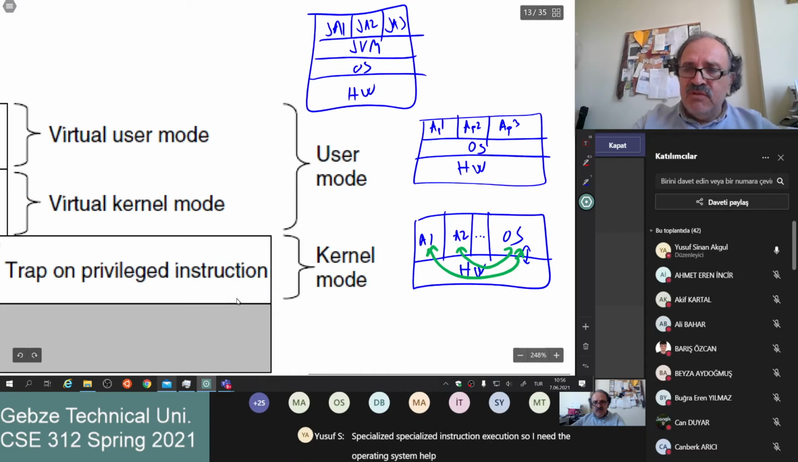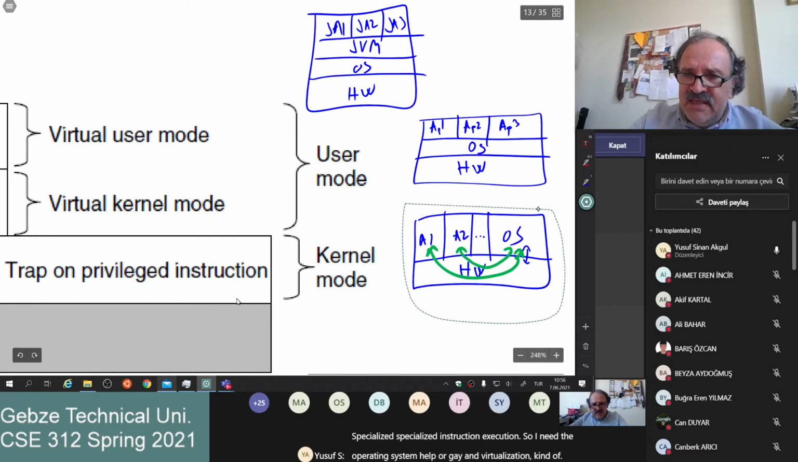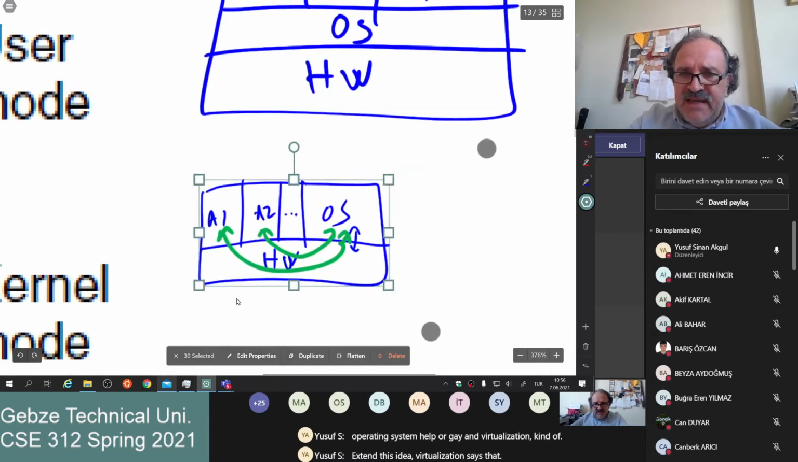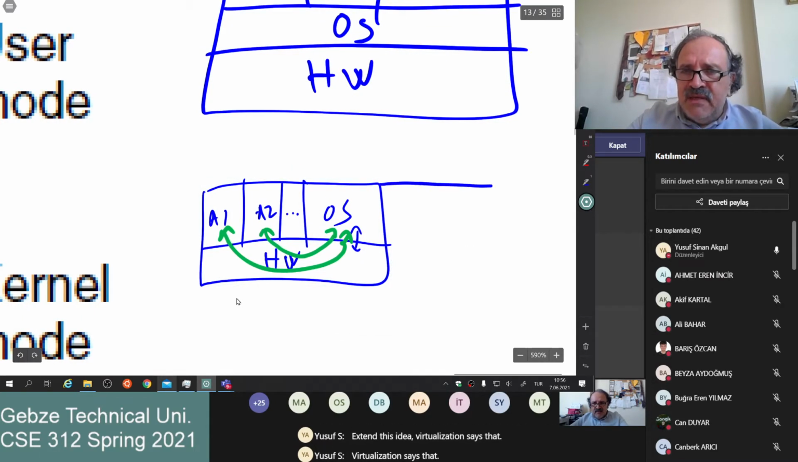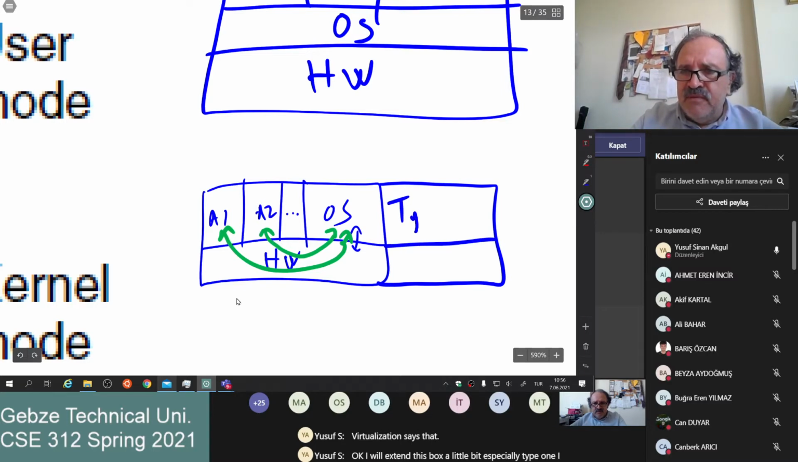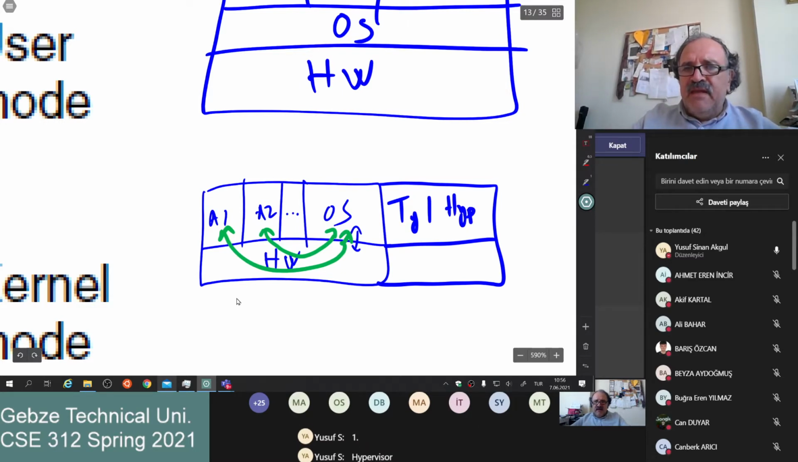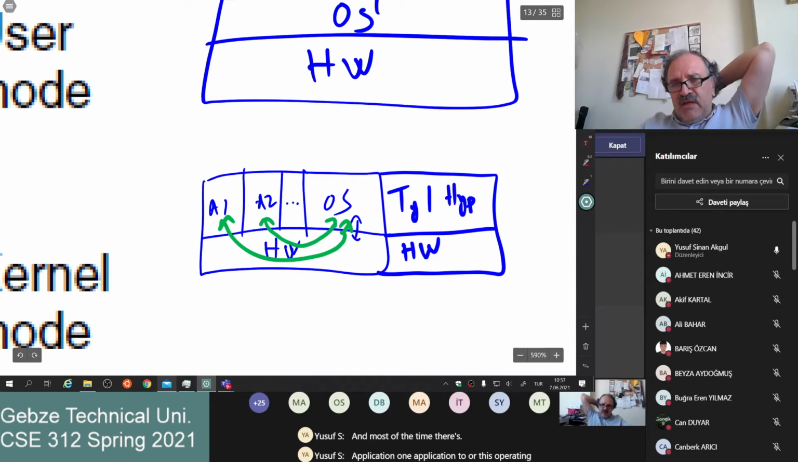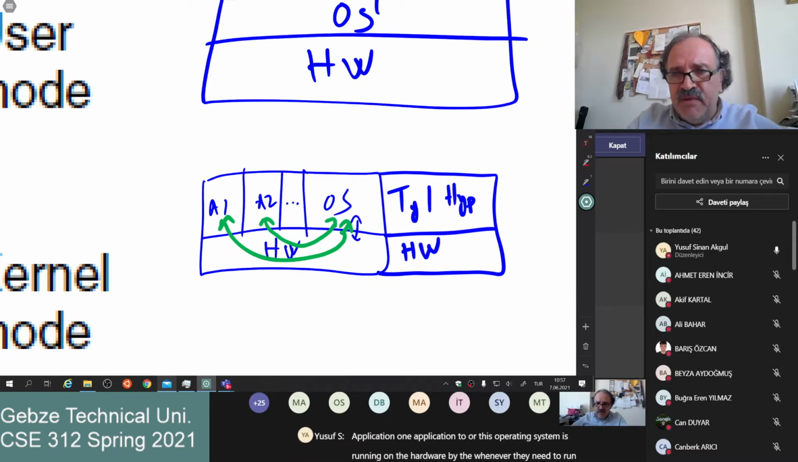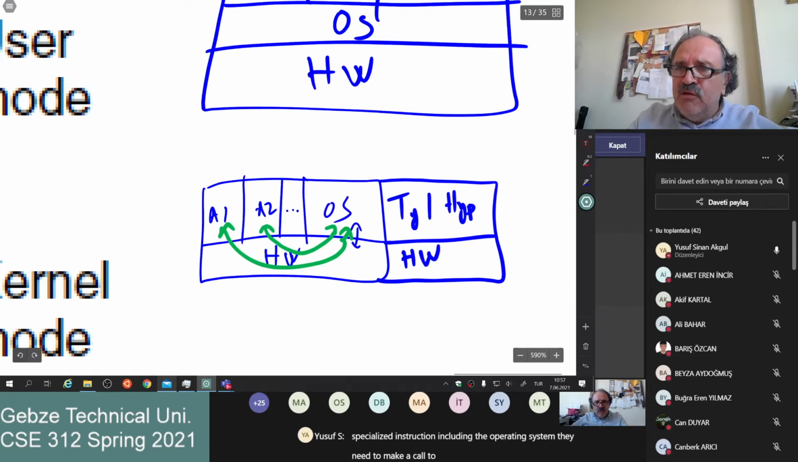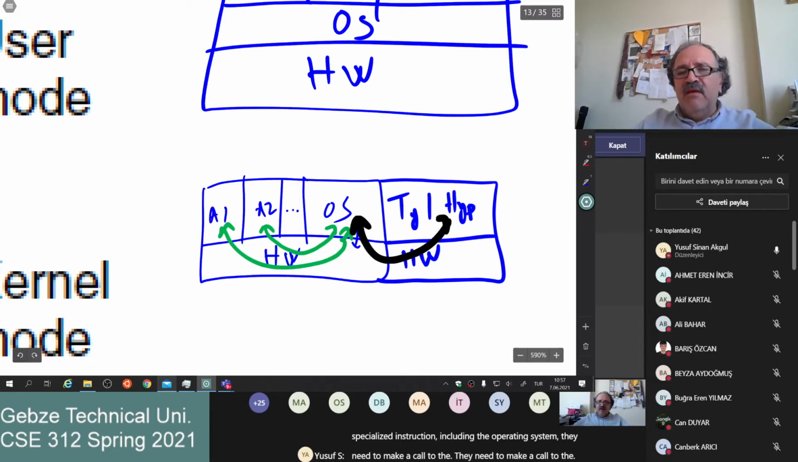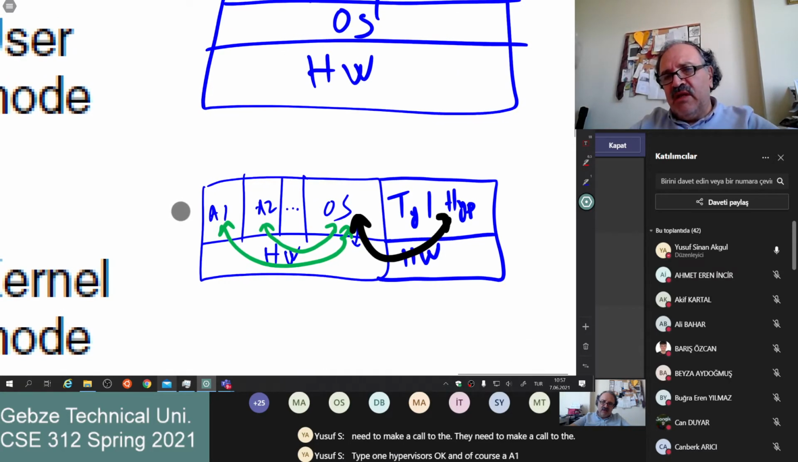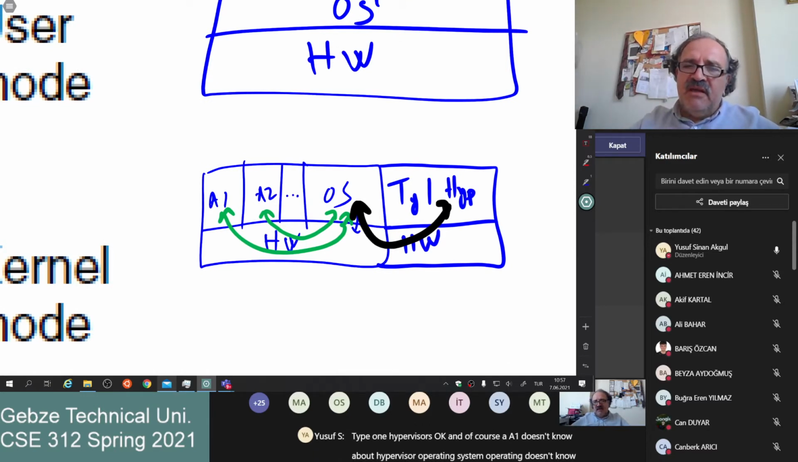And virtualization extends this idea. Virtualization says, okay, I will extend this box a little bit, especially the type 1 hypervisor, and it is running again on the same hardware. Most of the time application 1, application 2, or this operating system is running on the hardware, but whenever they need to run a specialized instruction, including the operating system, they need to make a call to the type 1 hypervisor. Of course, A1 doesn't know about the hypervisor. The operating system doesn't know about it, but it communicates with the type 1 hypervisor with the help of the hardware. This is what is happening actually.